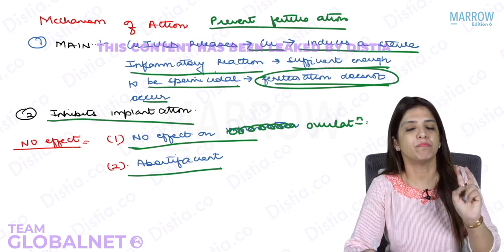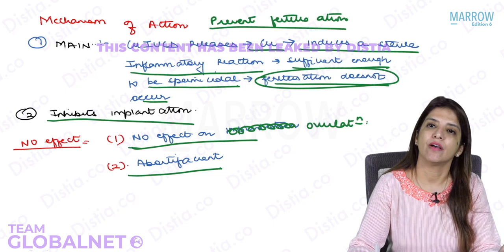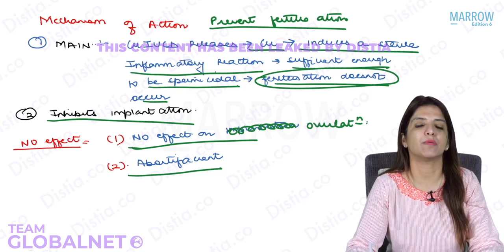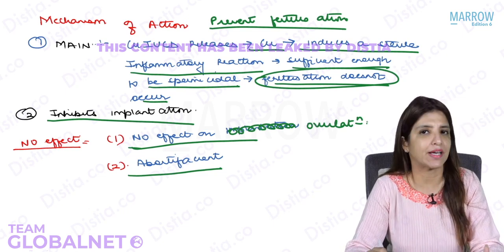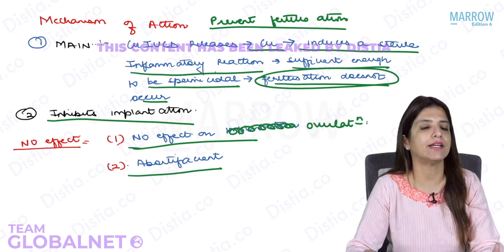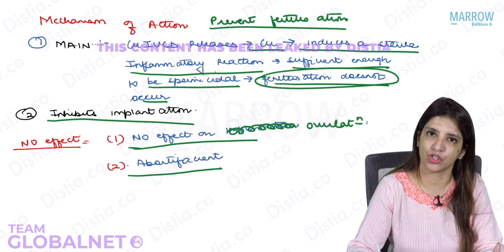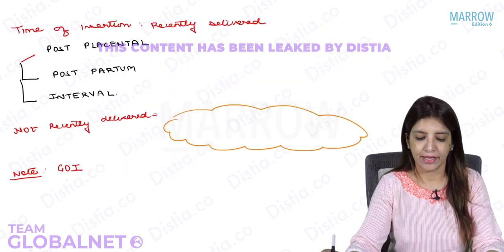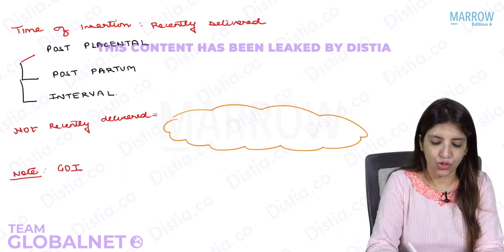Right? So the main mechanism is it prevents fertilization. The second main mechanism is it inhibits implantation, but it doesn't have any effect on ovulation, and it is not an abortifacient. Clear? Then, time of insertion of IUCD.